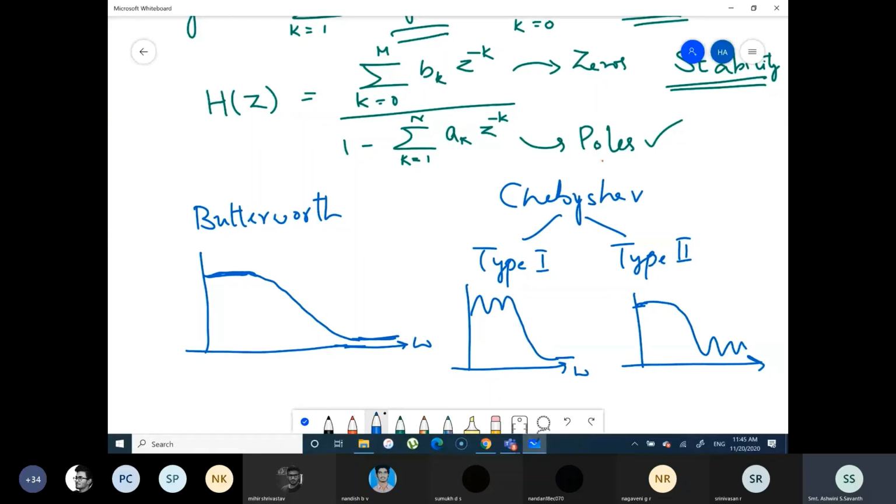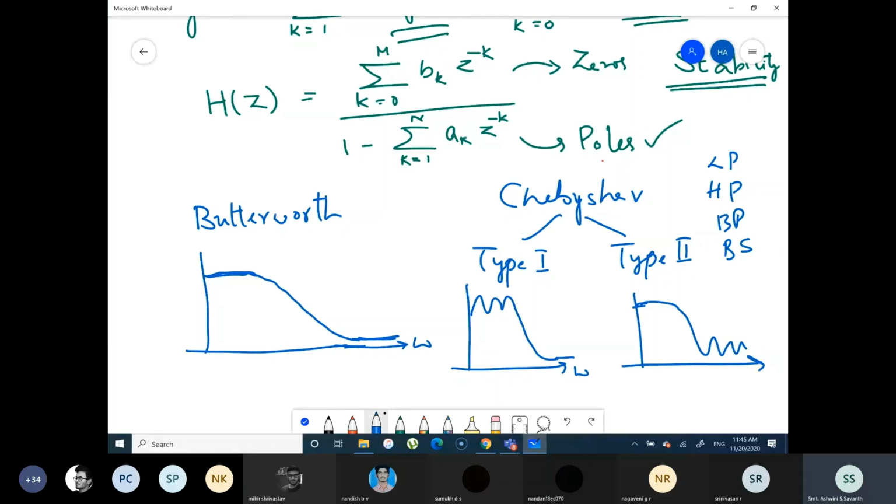And then we will take a particular case, the Butterworth filter, first, and see how to design it. Okay, then one more thing. Whether we talk about a Butterworth filter or a Chebyshev filter, you can design a low pass, high pass, band pass, and band stop. All four kinds of filters can be designed.